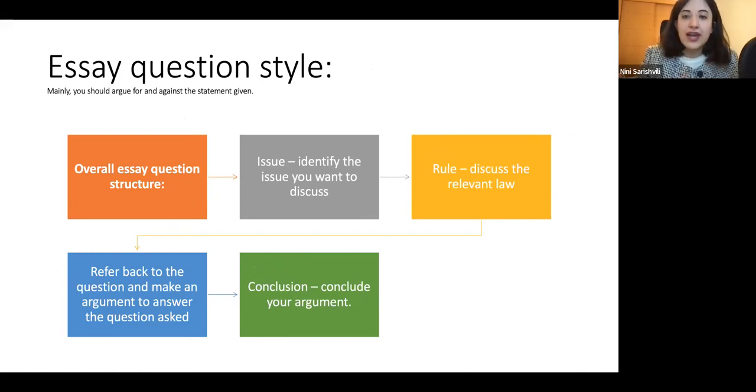You may also get an essay question style, which is slightly different. Here, instead of applying the law to the facts of the case, you have to refer back to the question asked and make arguments as to the question asked.